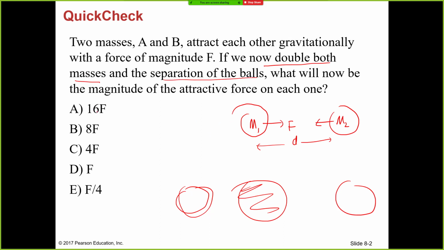Well, now the new force will be 16F, 8F, 4F, F over 4. So what would be your answer? Let's think about that.